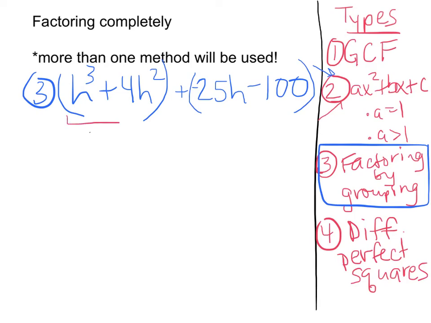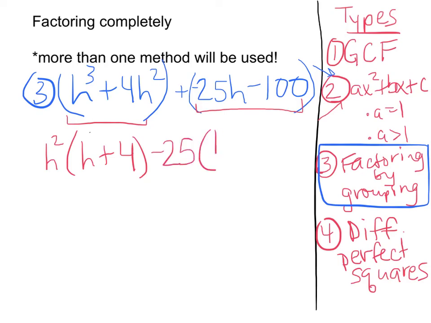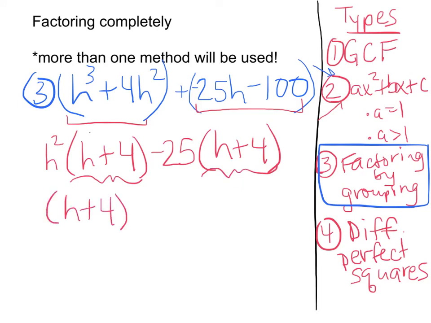Alright, so back to this first part, h cubed and 4h squared. Their GCF is h squared, so I'm going to go ahead and factor that. So what's left inside is h plus 4. And then when I come to the second set, what I have in parentheses is negative 25h minus 100, so their GCF is negative 25, and then what's left in parentheses is going to be h plus 4. Alright, so now, again, using factoring by grouping, the parentheses that match are h plus 4, so I'm going to factor out an h plus 4, and now I'm going to take what's left over, which is h squared minus 25, and that's going to go in my second set of parentheses.